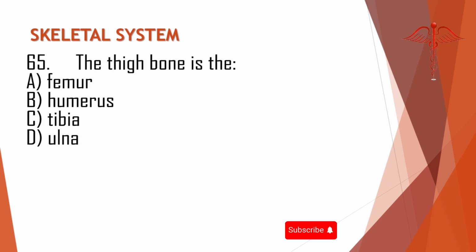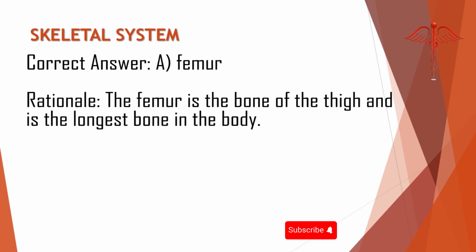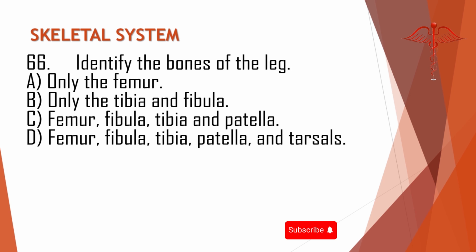65. The thigh bone is the A. Femur, B. Humerus, C. Tibia, D. Ulna. Correct answer: A. Femur. Rationale: the femur is the bone of the thigh and is the longest bone in the body.